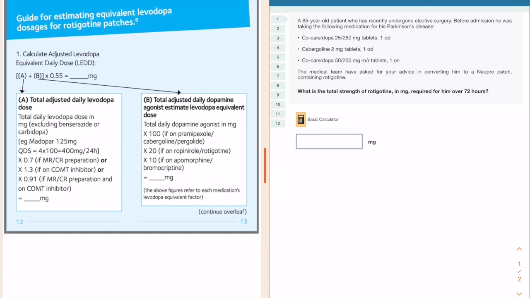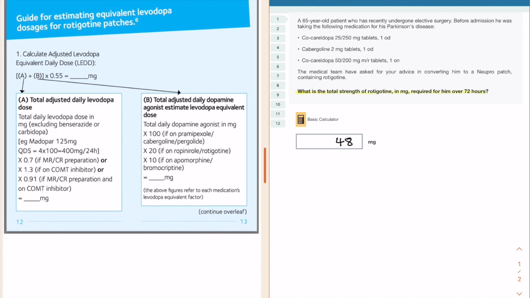The answer to this question is 48 milligrams. So let's take a look at, first of all, the question this time. Once you're reading through the exam question, what you want to do is take the last statement of the question down here. You want to really be reading that statement twice.